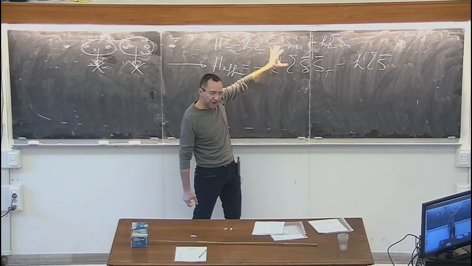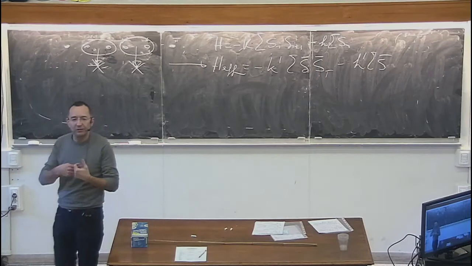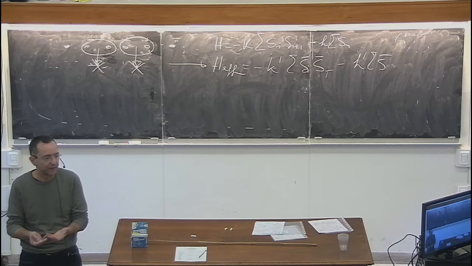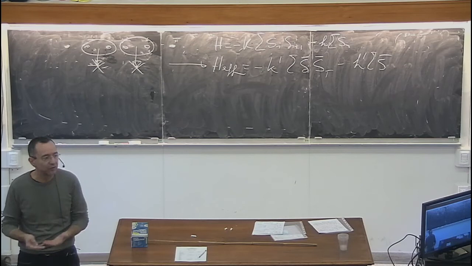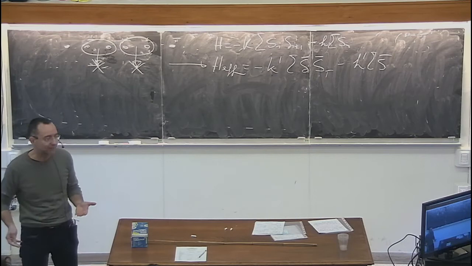We define a flow and we look at the fixed points of this flow. At the fixed points of this flow, probably we find the necessary information on the critical behavior. That's the idea. And this is implemented in several different cases.